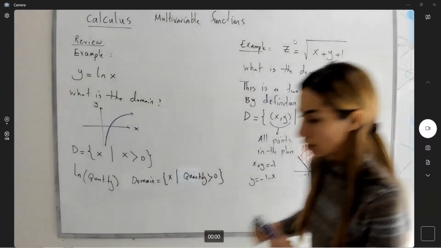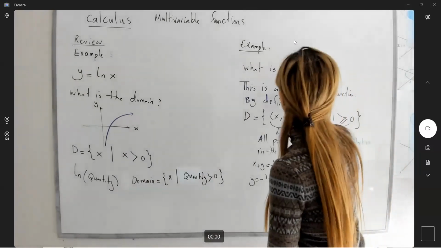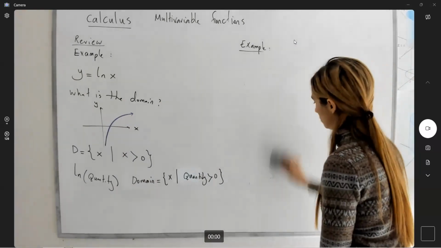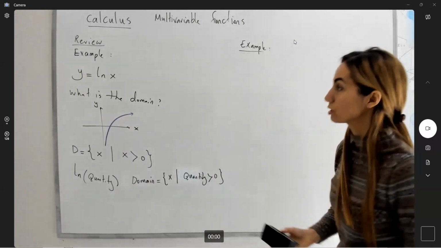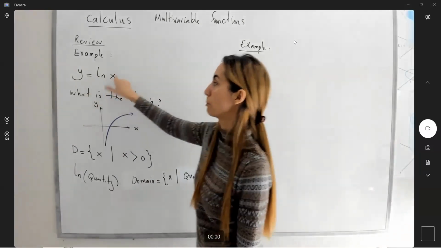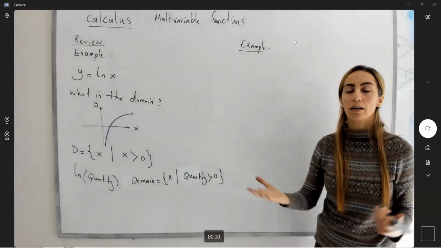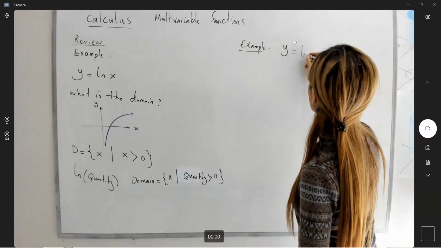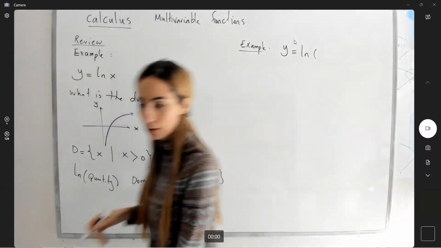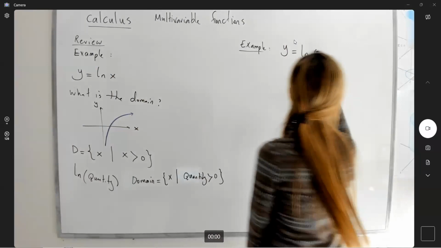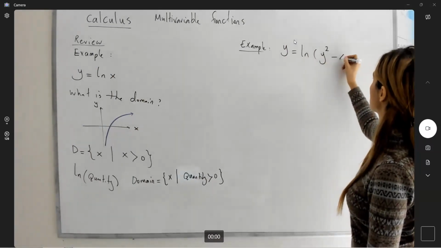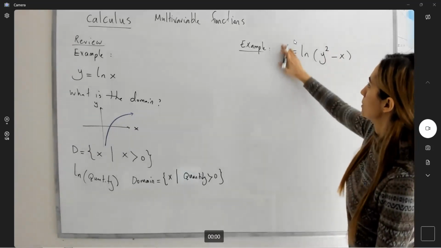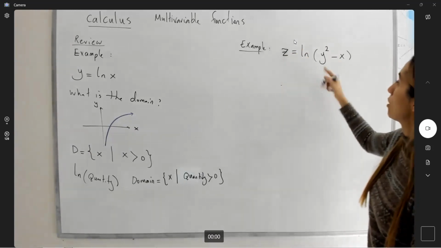Okay, so let's make it more interesting. What if I give you something like this? Here we only have one free variable, y depends on x. Now I'm going to create a two-variable function. Suppose z is equal to ln of, let's follow the notes, y squared minus x. Okay, y squared minus x. And this is z. So z is equal to ln of y squared minus x.